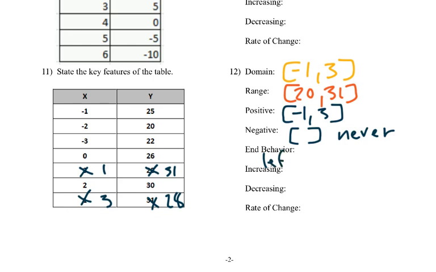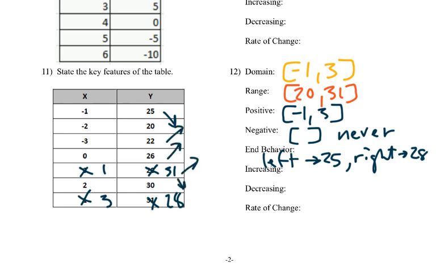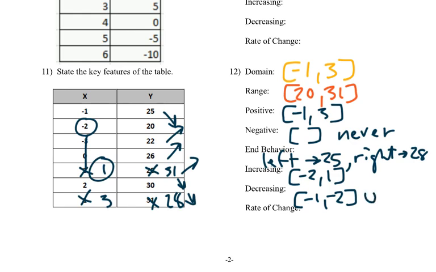And end behavior, as we go left, we get to 25. As we go right, we get to 28. When is it increasing? Well, 25 to 20 decrease. Oh, then we increase, increase, increase, decrease, decrease. So we're increasing from -2 to 1. We're decreasing from -1 to -2. Then we jump, and we go from 1 to 3.